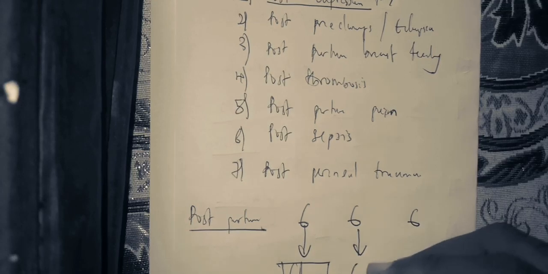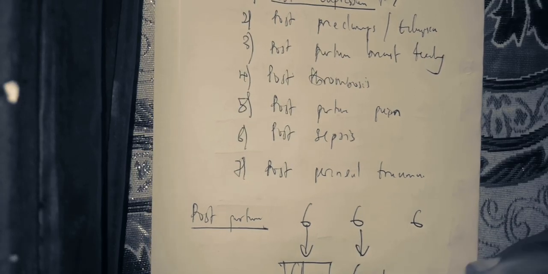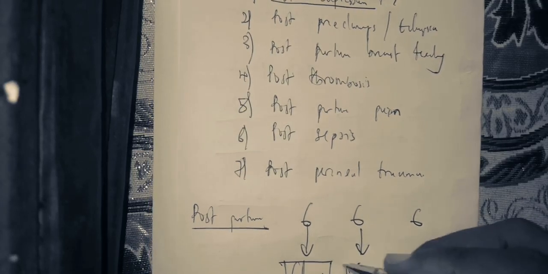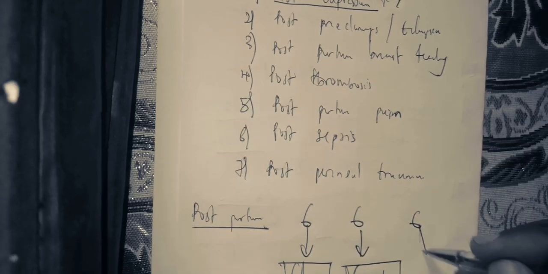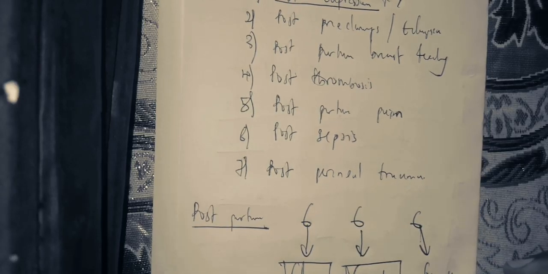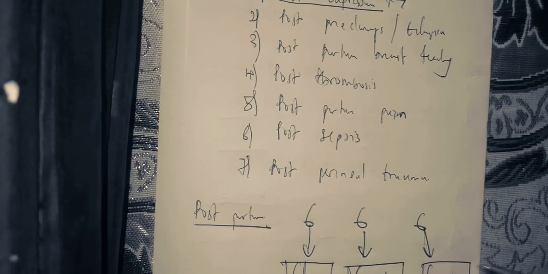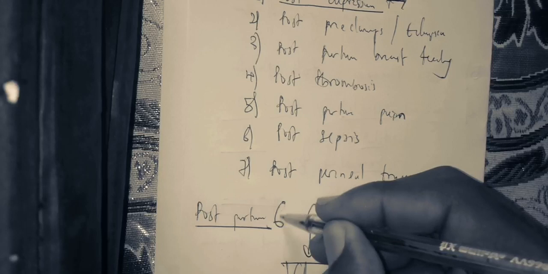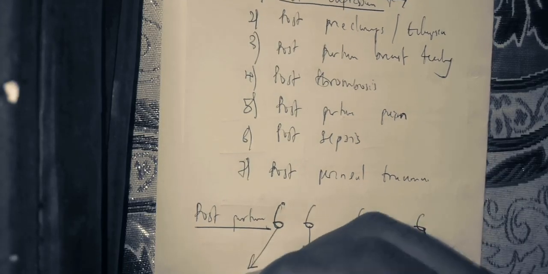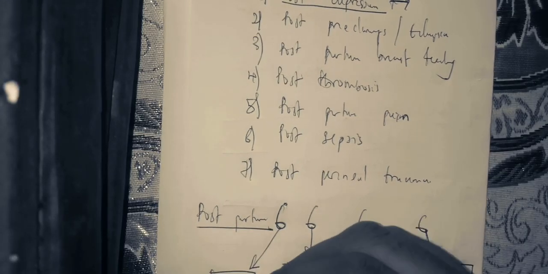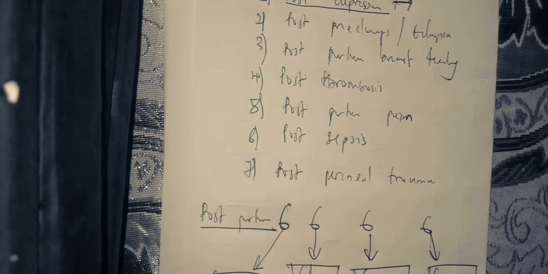The second 6 is 6 weeks after delivery. Is it clear? 6 weeks after delivery, you have to evaluate for postpartum complications. Then the next is 6 months after delivery, to evaluate for other complications. Sometimes doctors also add another 6, which is 6 hours after delivery, because there are other complications that can occur within the first 6 hours.